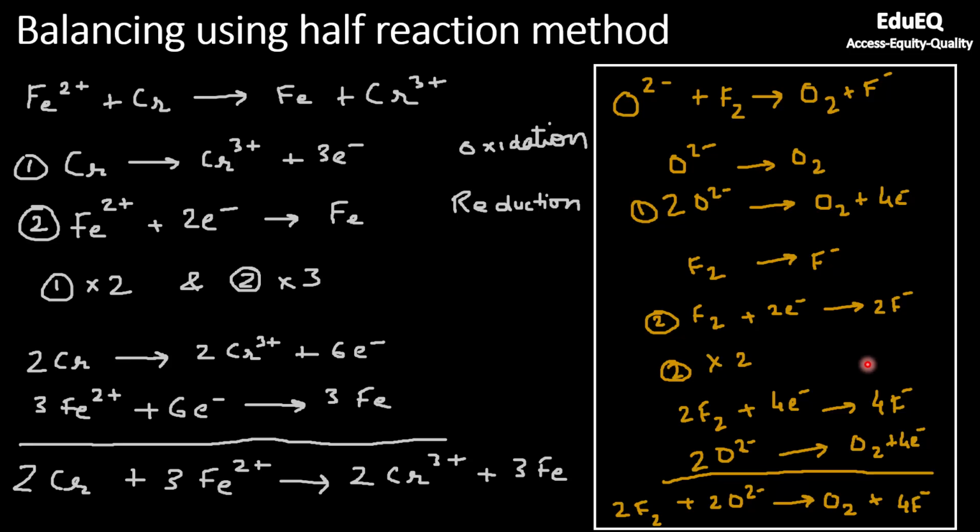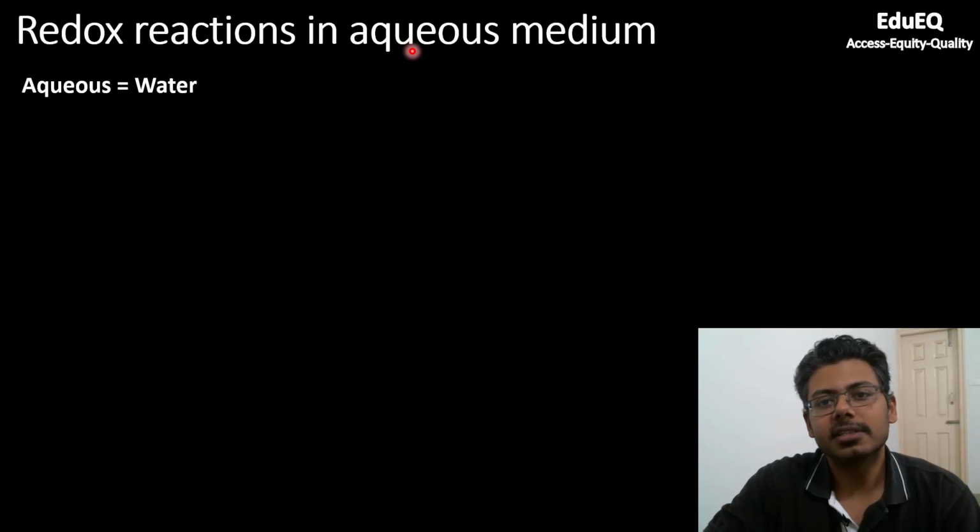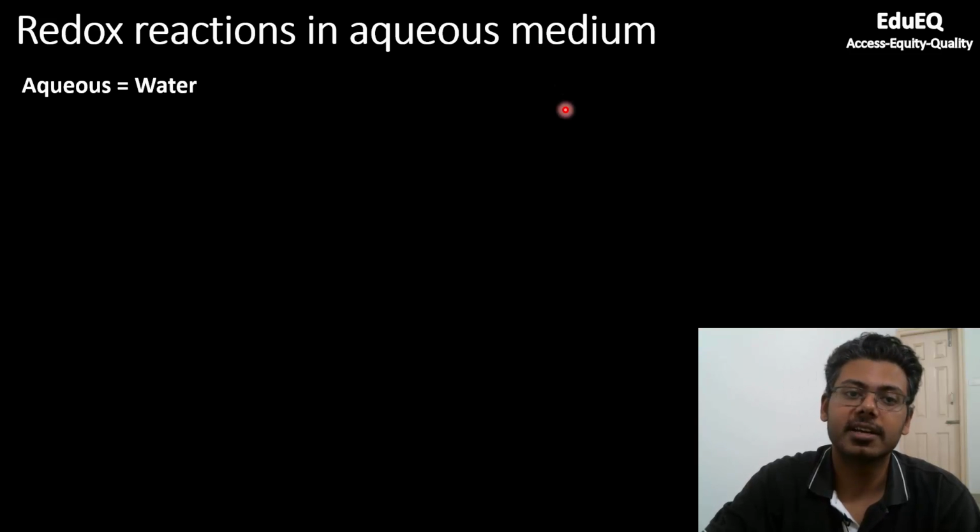So you have to balance the electrons and then you have to cancel out the electrons. Now, balancing of redox reactions in aqueous medium. When we come to complex redox reactions, you can have aqueous medium, you can have basic medium, you can also have acidic medium. So aqueous means in presence of water.